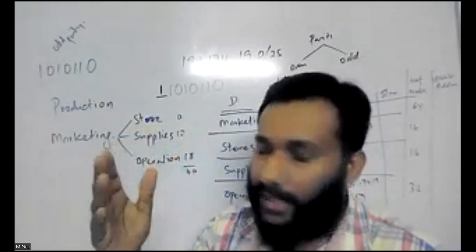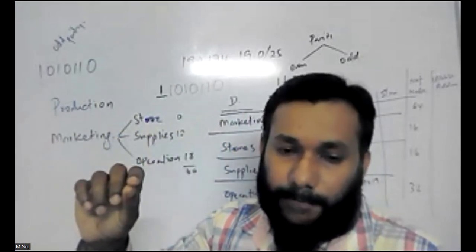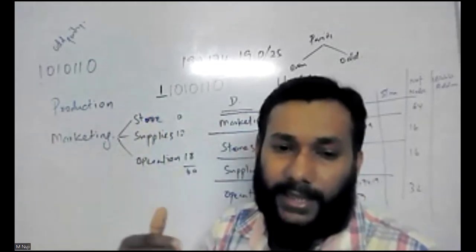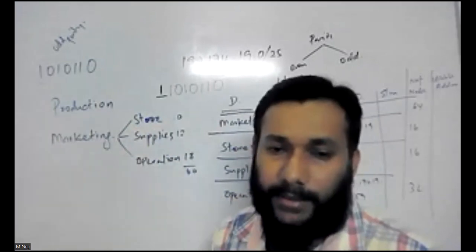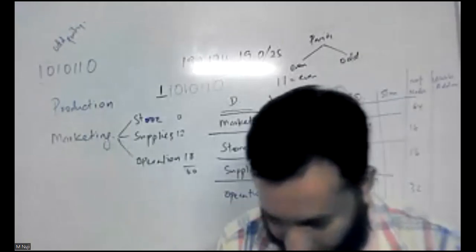Total number of ones equal to the odd number means this is correct. But if it is not equal to the odd, then it will be detected as an error. So this is the mechanism you can simply explain about this. Okay, so that is a very basic one.